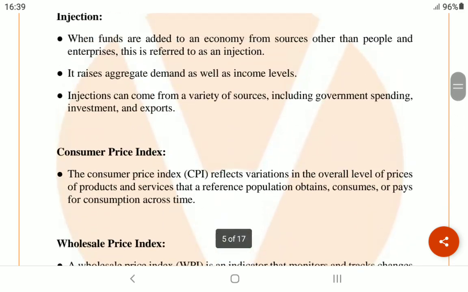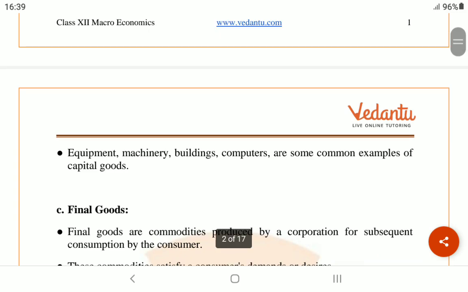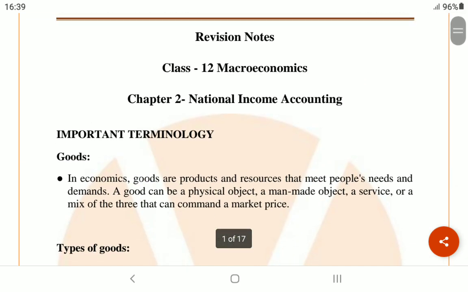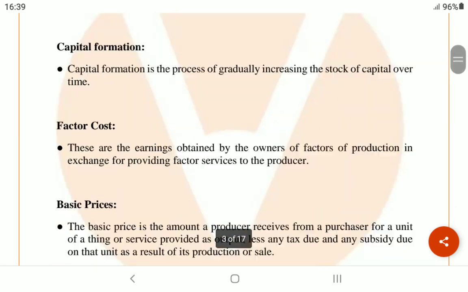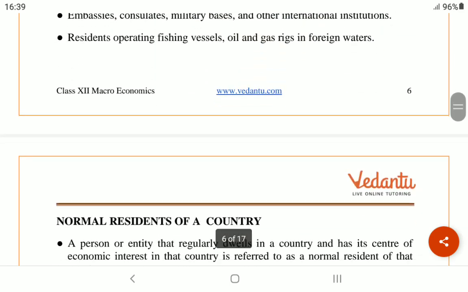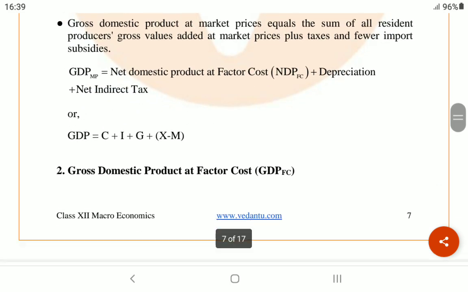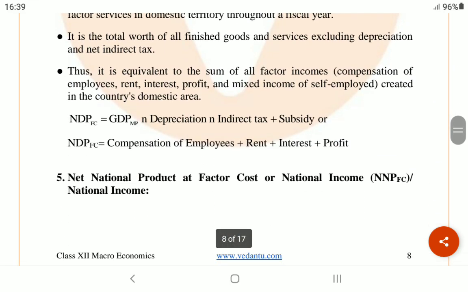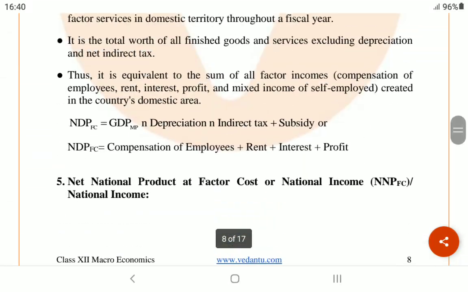Let us continue. In the last video I left the chapter half done, that is the revision notes I was doing for the chapter on national income accounting. I was doing revision for the exam, so half of it was over, so let us continue from there. Here it was finished, right? One minute, here I was explaining aggregations of national income, what the important things are here.